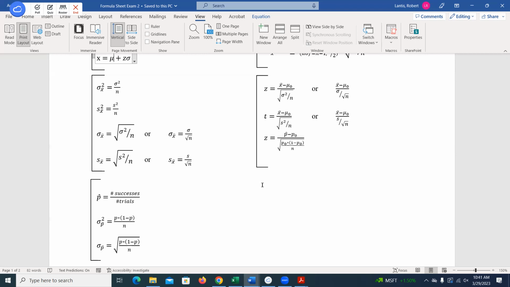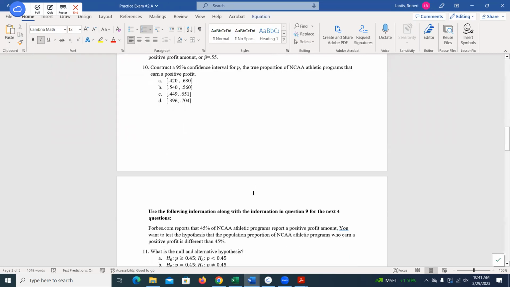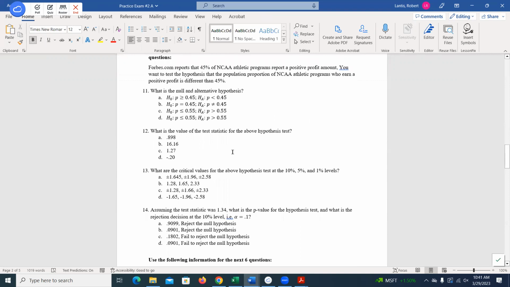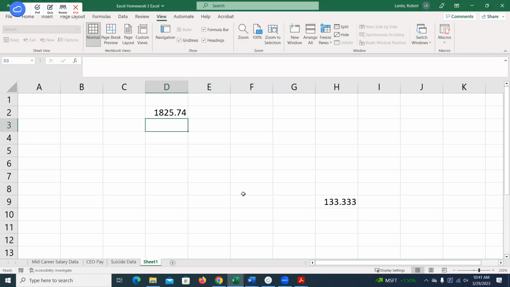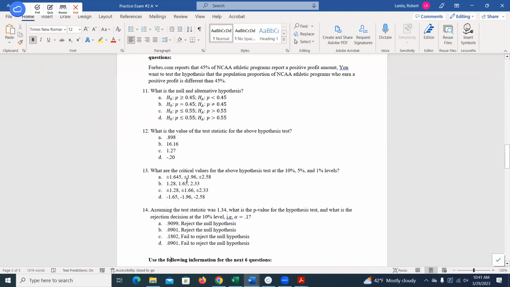I don't know what this is off the top of my head, so let's look at these and maybe I can guess. If I plug this into my calculator, my guess is I get 1.27. Does anybody want to check me there? Or I can use Excel real quick. So 0.1 divided by the square root of 0.45 times 0.55 divided by 40. Yeah, so about 1.27, right? That's my z statistic, or my test statistic, that I found.